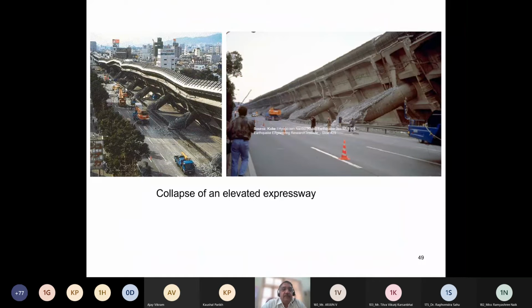Then this is same Kobe earthquake. An elevated expressway, Hanshin Expressway, has collapsed here. Closer view. The earthquake happened January 17th, 1995. Few days after, they started restoration.